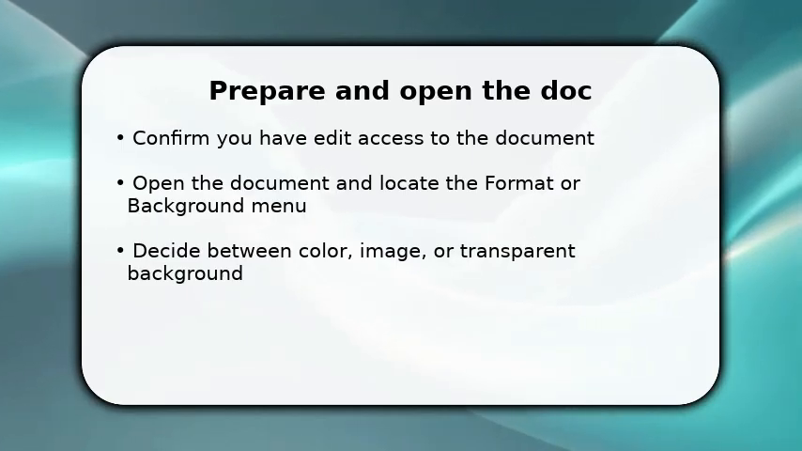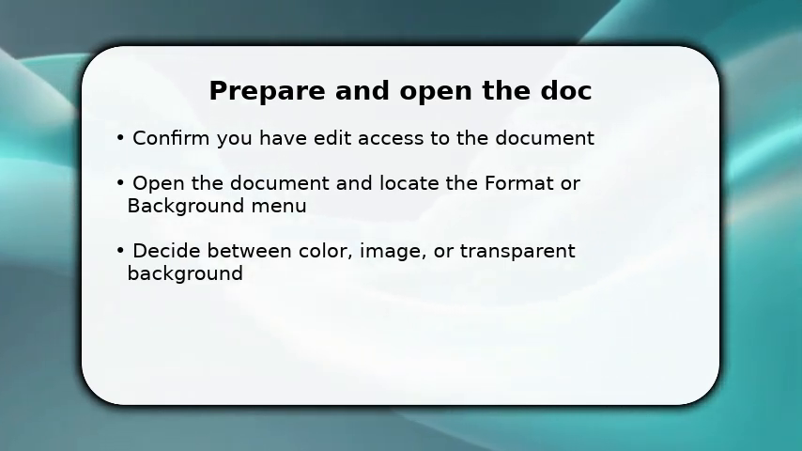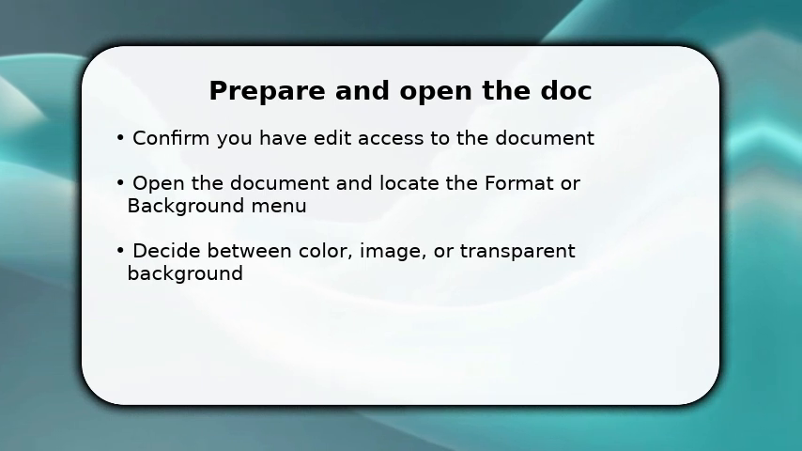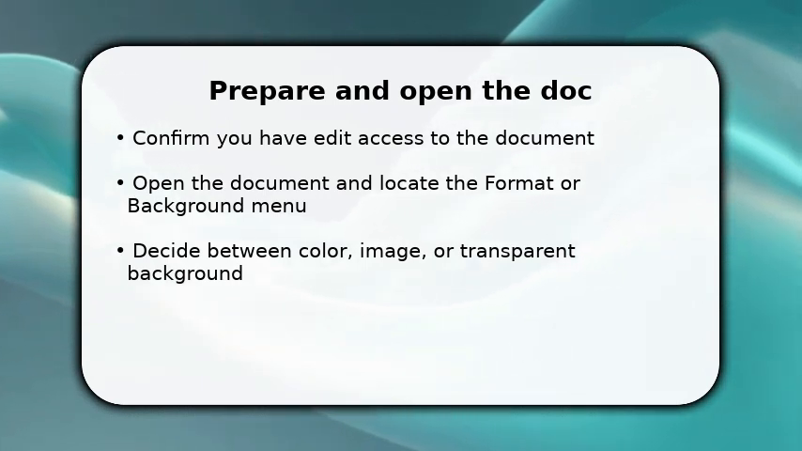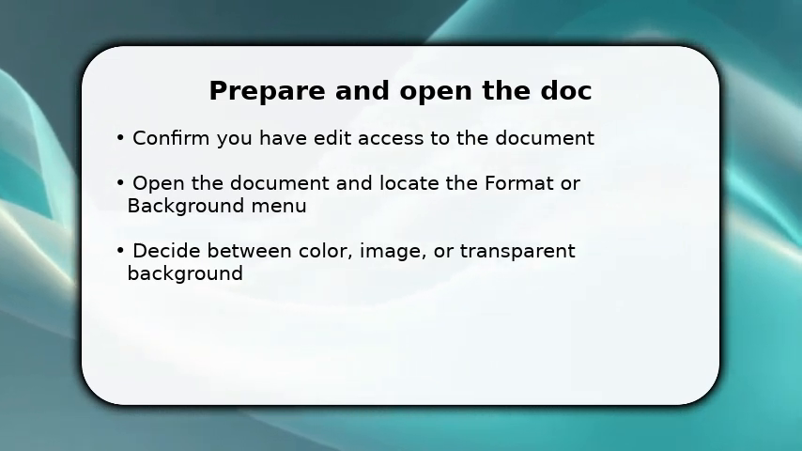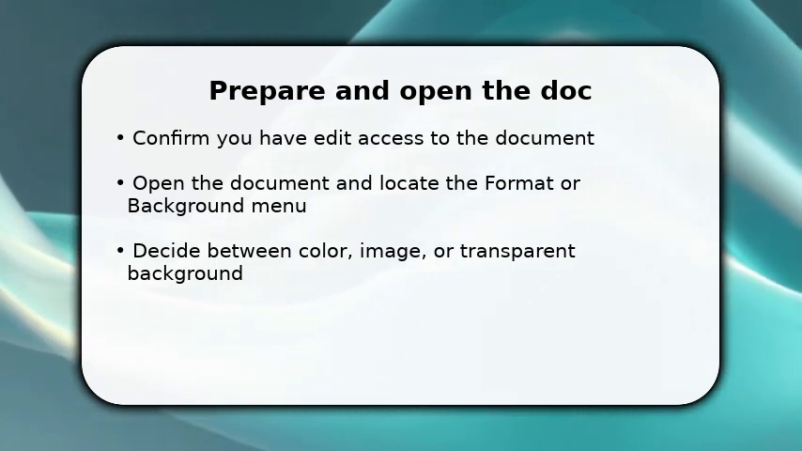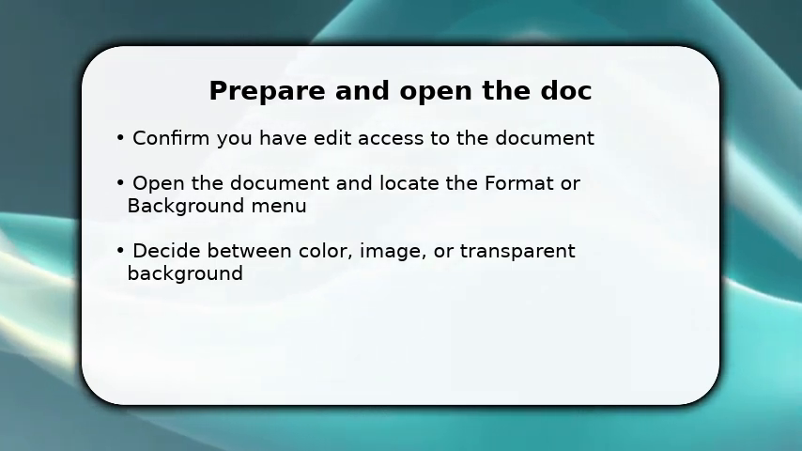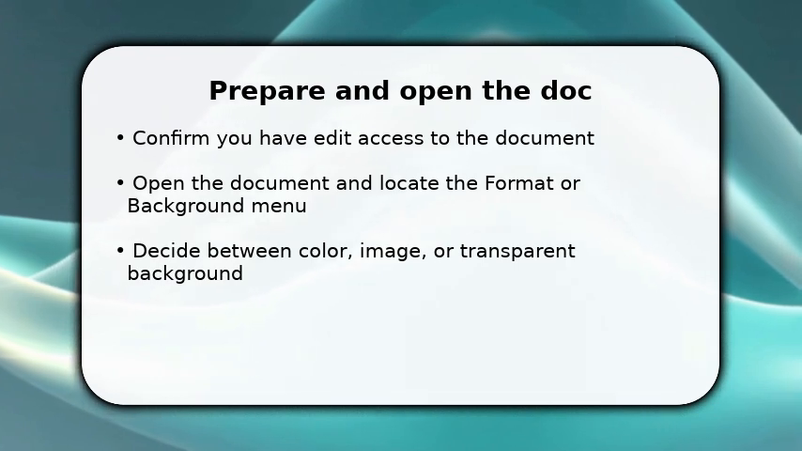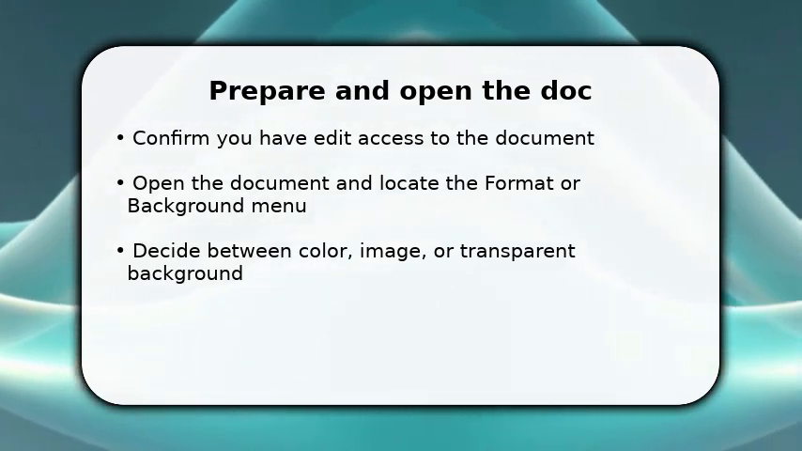You start by opening the document and making sure you have edit access. Without edit permission, you can't change the background. Once the doc is open, go straight to the Format menu or Background option in the toolbar to begin. Choose whether you want a solid color, a custom image, or a transparent background. This choice affects file size and readability. Make the first adjustments now so the next steps apply to the right background type and save time later.